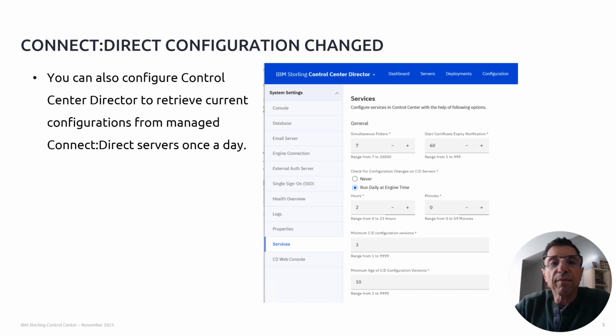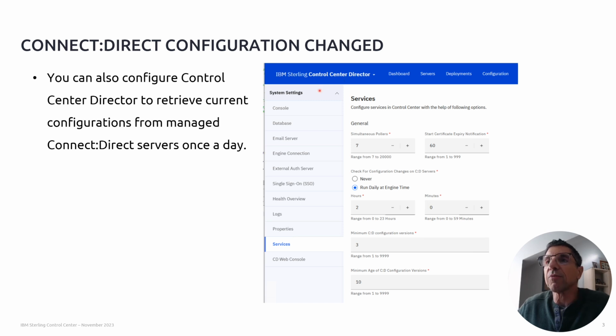While you can do all your configuration management of your Connect servers from Control Center, Connect users can still make changes locally. So to keep Control Center up to date with what's going on on your Connect servers in case local changes are made, you can configure Control Center, and you should, to go out to each of your Connect servers once a day to get the current status of all those configuration settings. And you do that from Director.